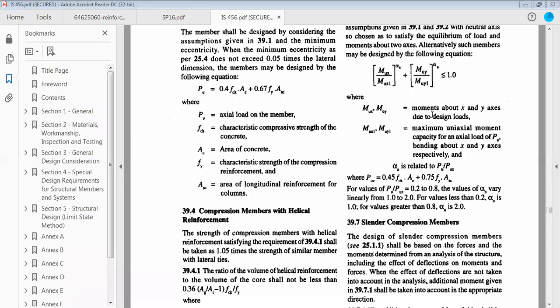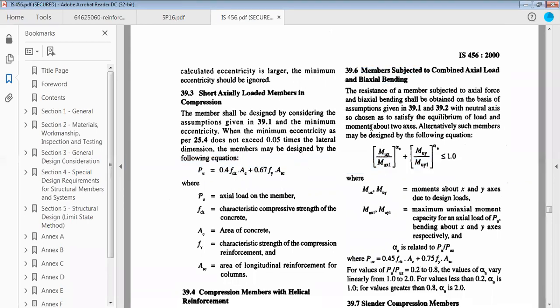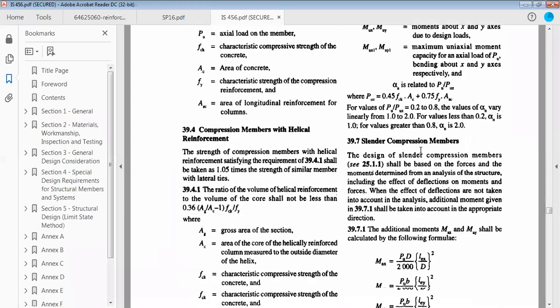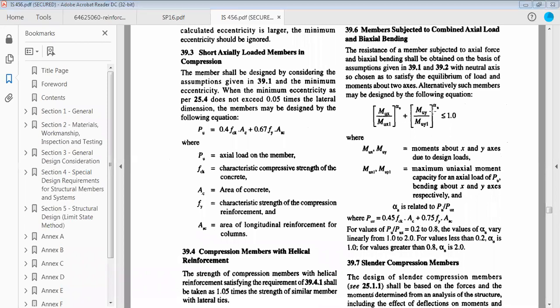This is a check whether your design is safe or not, for combined axial and biaxial bending. Now, in our case right now, we only have uniaxial bending. So you do not need to go for this check. Right now, you can say that this will be equal to 1 already. Because Mu right now does not apply, this overall has to be less than 1.